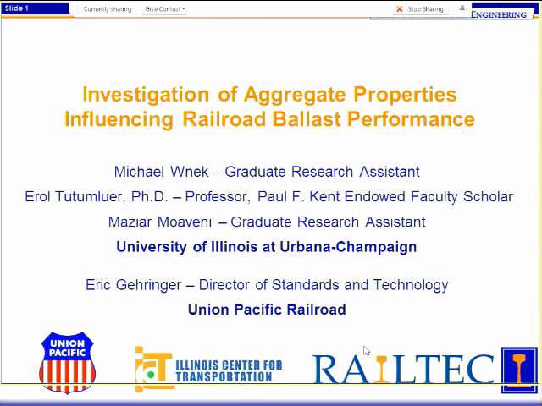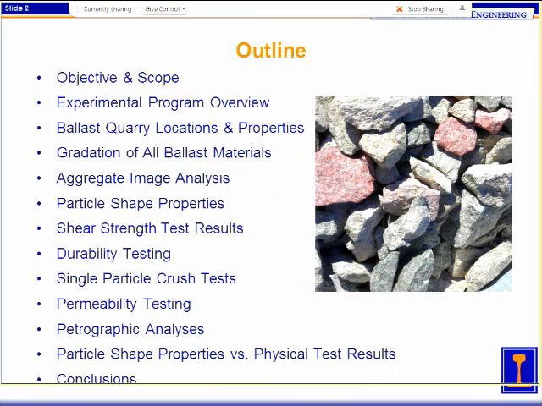We'll deal with it. Okay, so anyway, I'd like to start by acknowledging a couple of my co-authors here. Obviously, my advisor, Professor Tutumler, Mazur Moveni, another familiar face around here. He's done a lot of the image analysis for this project. And our contact at Union Pacific, Eric Gerringer, who's been a great guy to work with, asks all the right questions. Great guy to work with. Move on to the outline here.